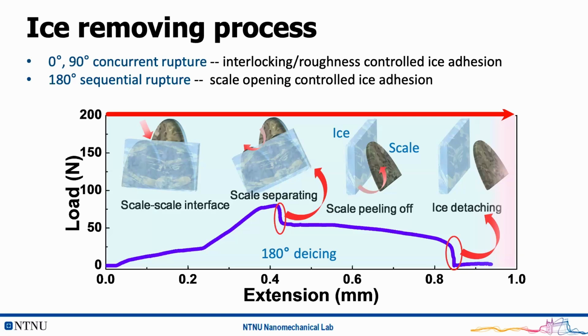An initial part and deformation start. Then it's a really long deformation process. And when we observe that, it includes this scale separation and also a peeling off process. And it will realize this sequential rupture. That's why they have this really long elongation process.